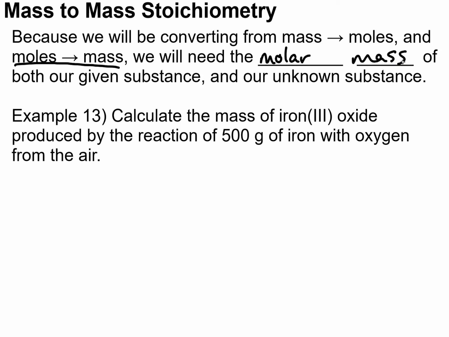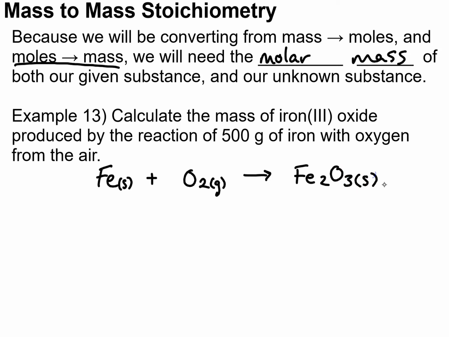both of our substances. So, example 13, calculate the mass of iron 3 oxide produced by the reaction of 500 grams of iron with oxygen from the air. First thing we're going to have to do is create a skeleton equation and then balance that skeleton equation. So we have iron reacting with oxygen, and this is going to produce iron 3 oxide solid.